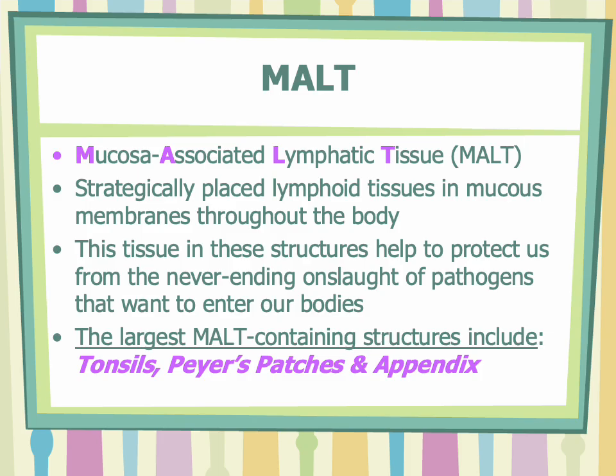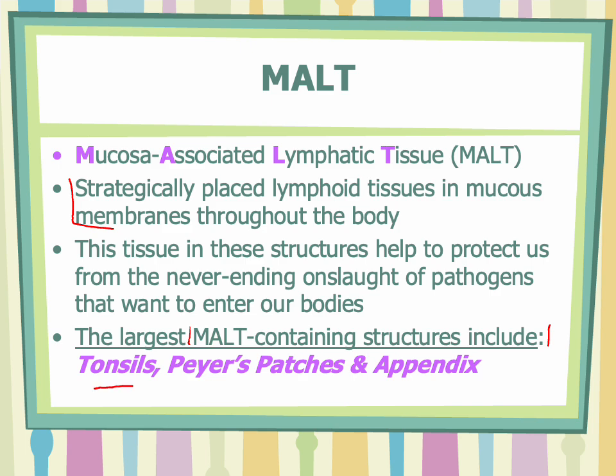Now we have mucosa-associated lymphatic tissue. These are tissues that are strategically located in places where we have constant entrance and encounters with foreign substances such as food or air, right? So the largest MALT-containing structures, and this is important, MALT-containing structures, okay? These are located in other organs that have a different function.